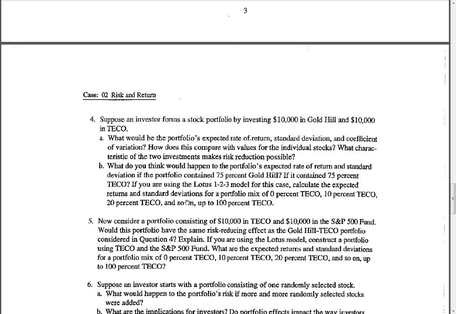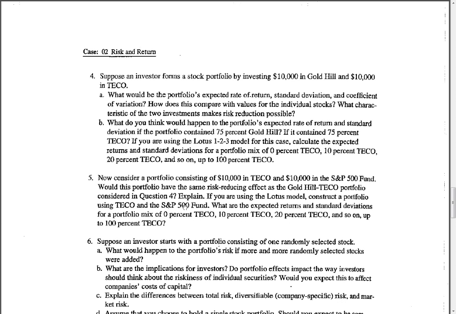Okay. Question 4 and 5 are the big questions. This is where that portfolio spreadsheet model comes into play. And all this is asking, this part up here is 10,000 in Gold Hill, 10,000 in TICO portfolios. This is the 50-50 portfolio. And basically, after you go through all of this, what you'll end up having is where you'll just vary the weights.